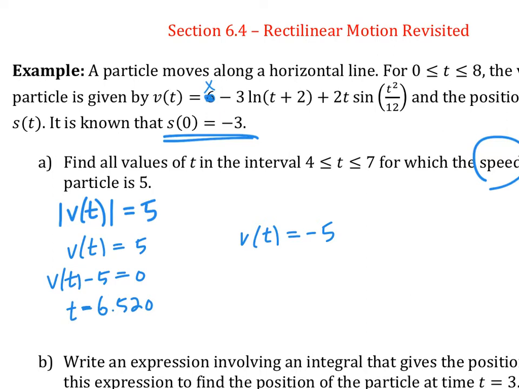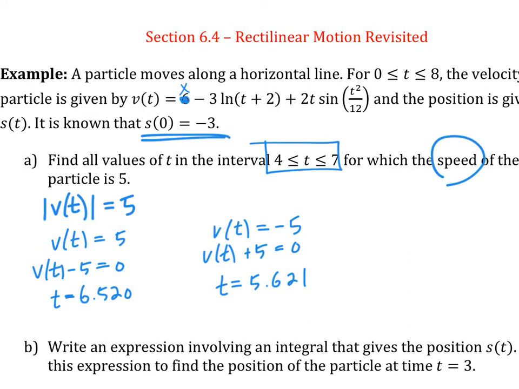Okay, and then same thing here. v(t) plus 5 equals 0. And then check what that time is. Time is 5.621. Of course, I believe this one is going to intersect in more areas than this one, but recall that the interval is from 4 to 7. So you're only looking at numbers that work from 4 to 7. Okay, so that is part A.